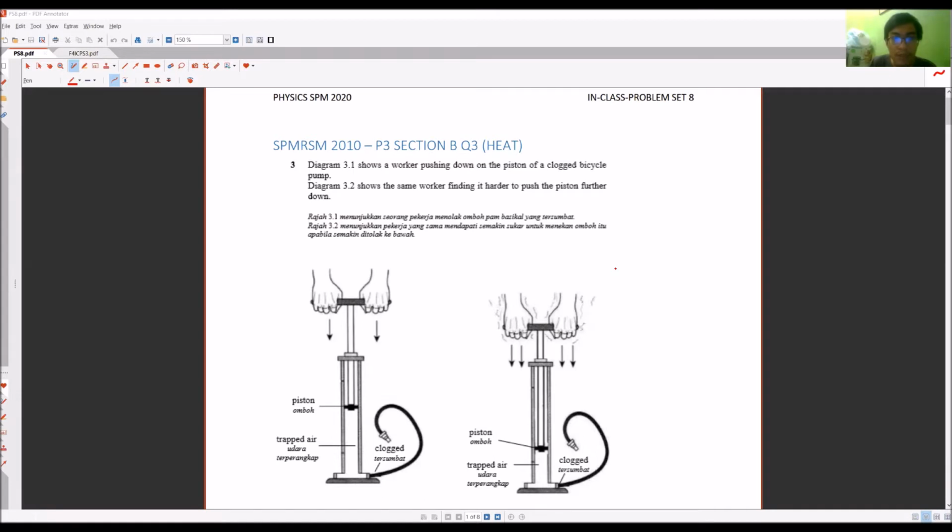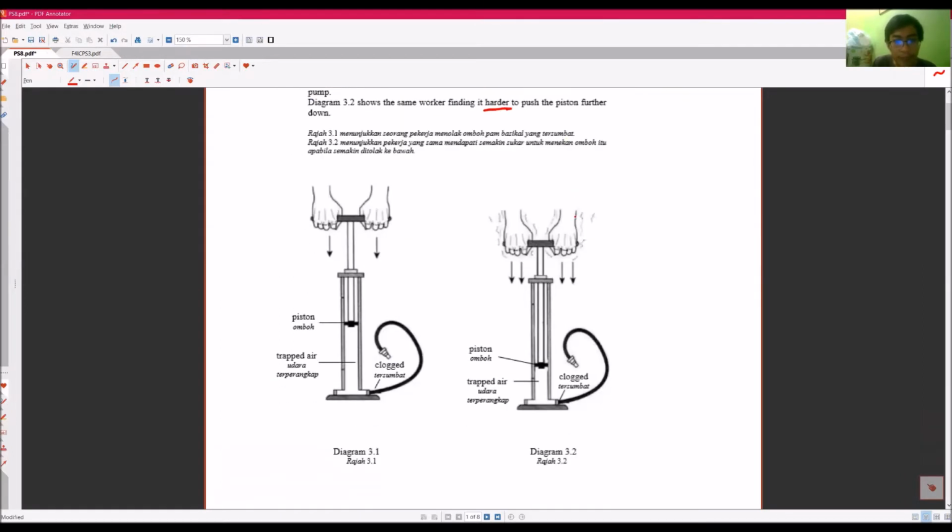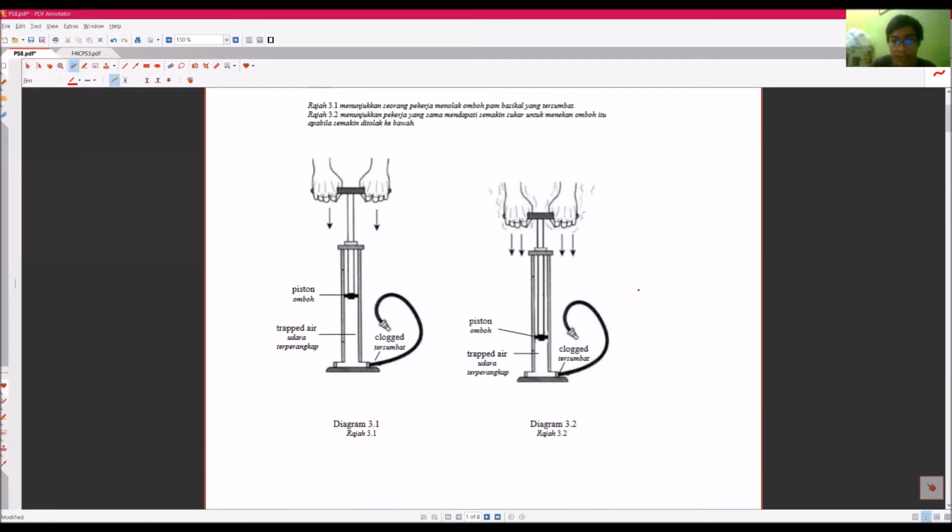Diagram 3.1 shows a worker pushing down on the piston of a clogged bicycle pump. Diagram 3.2 shows the same worker finding it harder, so harder to push the piston further down. So there are two pictures. First step, we need to define the manipulated variable, MV.